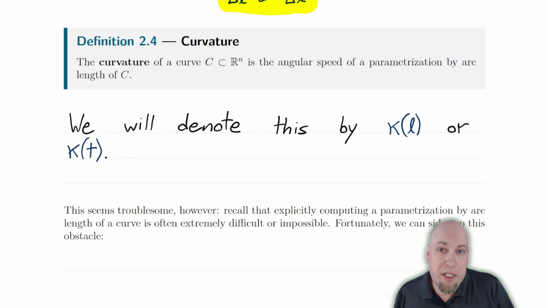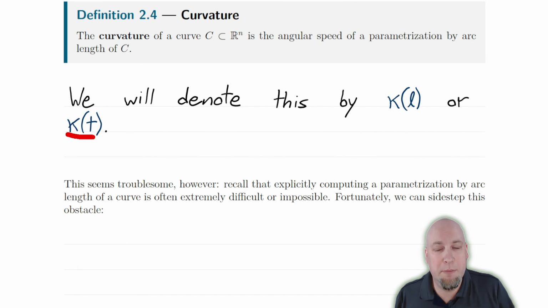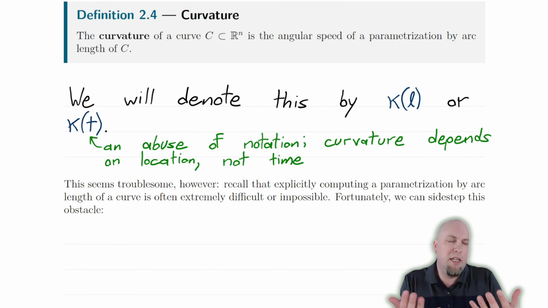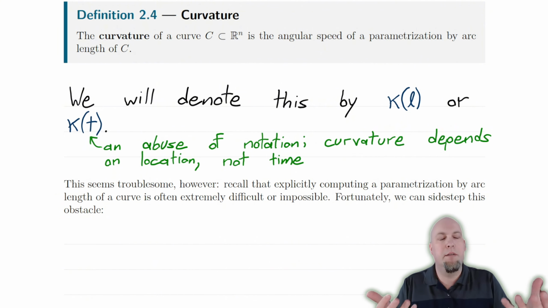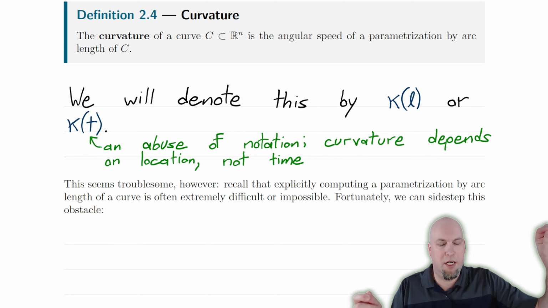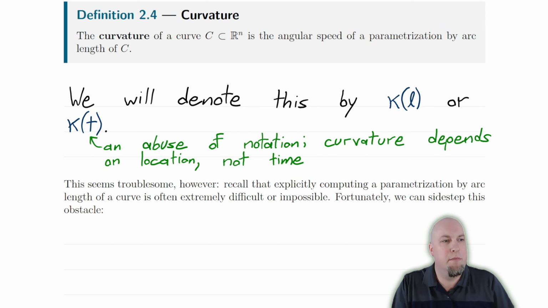Okay, sometimes we're going to abuse notation a little bit and call it kappa of t, and we're going to do that when we have some particular parameterization or some particular path in mind that traces out the curve that we're talking about, and it'll just be easier sometimes to talk about the parameter of that parameterization or the parameter t of that path.